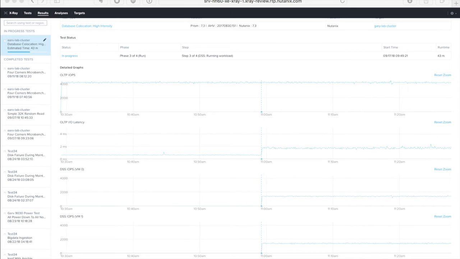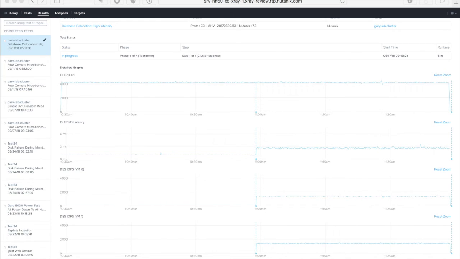And of course, we're using the X-ray graphing capability to show you what happens. So there we go. And after this workload is completed, I can of course generate the report that I showed earlier. And also, if I was doing this across different kinds of hyperconverged platforms, I could use the comparison feature to look at how the different runs differ.